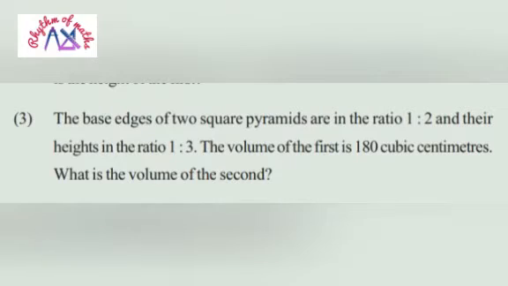Next, question number 3. The base edges of two square pyramids are in the ratio 1:2 and their heights are in the ratio 1:3. The volume of the first is 180 cubic centimeter. What is the volume of the second?